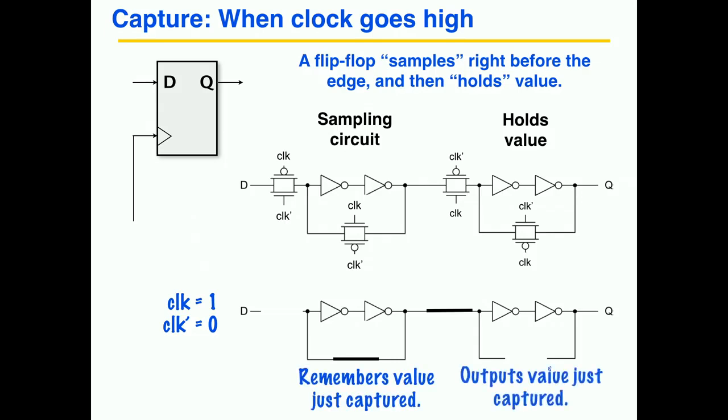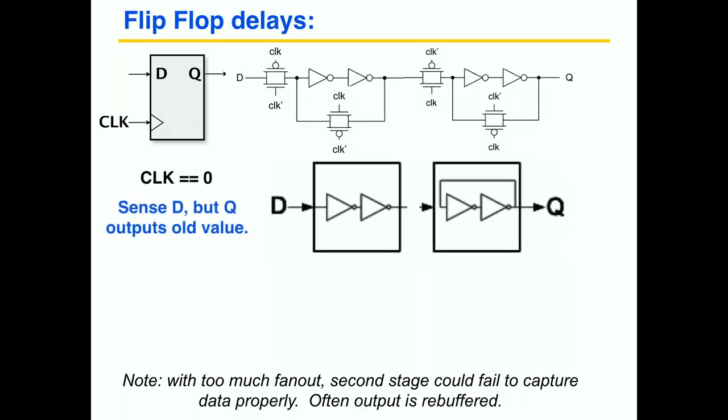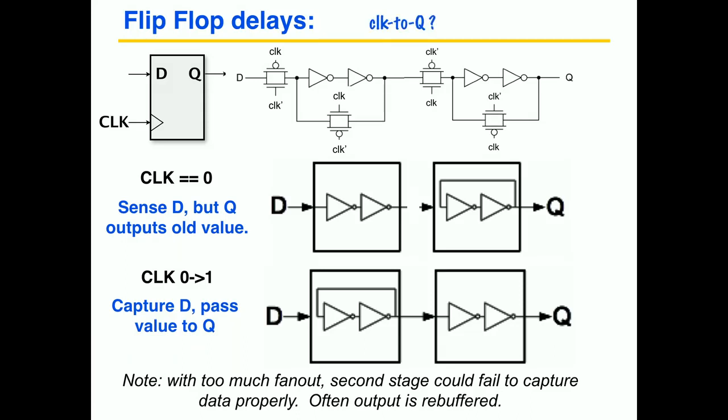And how does this associate to the clock-to-Q? Well, the clock-to-Q time is when the clock goes to 1, and this one closes its loop, and then this becomes transparent. The clock-to-Q is the time that it takes for the signal to propagate from this point out to Q.